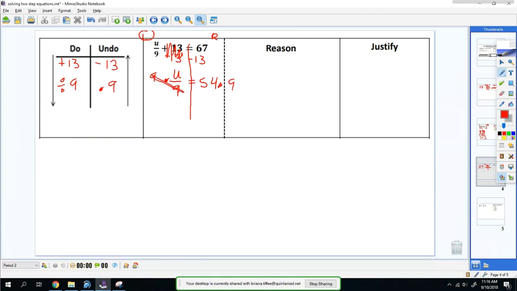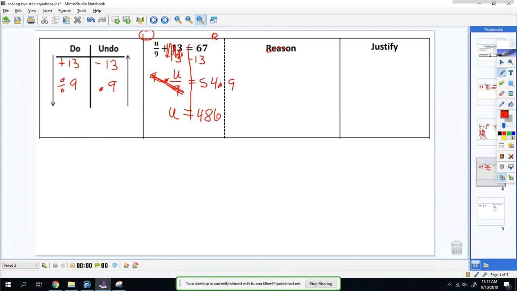So this cancels out. u comes down. We're going to do 54 times 9. If I can do it in my head, let's see. 486, I believe. Yes. So my final answer is 486.